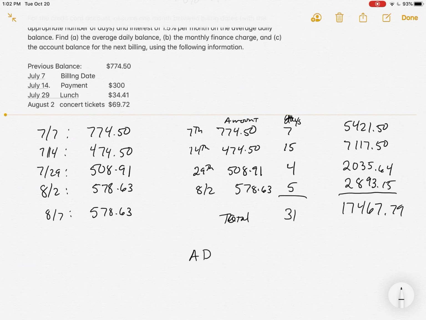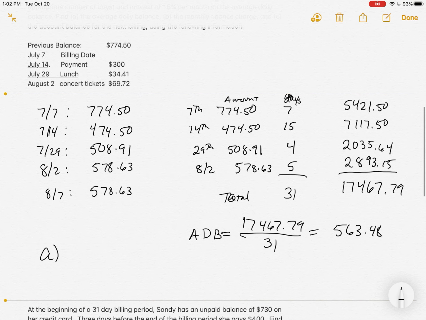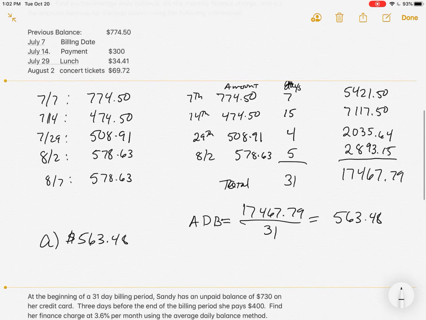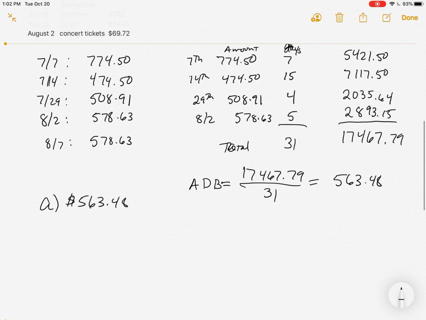So the average daily balance is going to be the 17,467.79, right? And remember what that is. That's the amount on the card every day, added up. And then we're going to divide that by the number of days. And when we do, we get the average daily balance of $563.48. That's the answer for part A. $563.48, always rounding to the nearest cent.